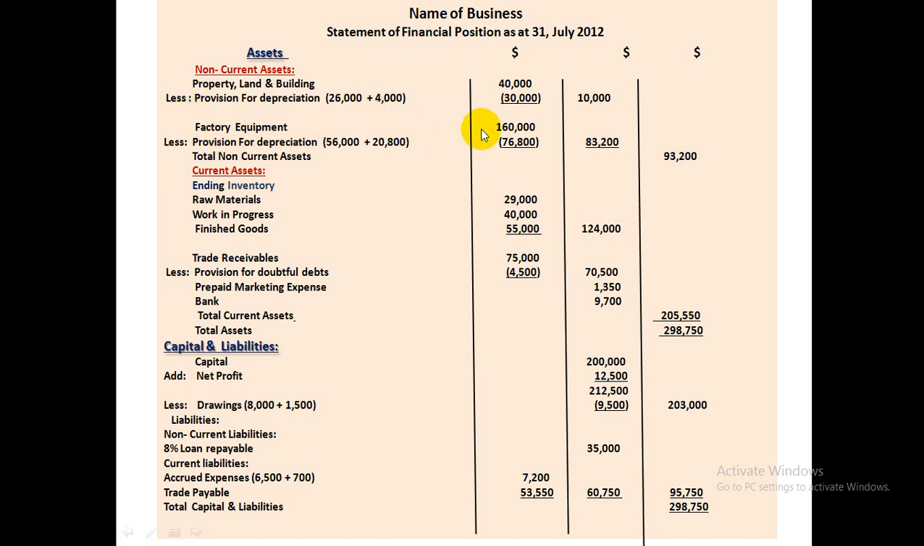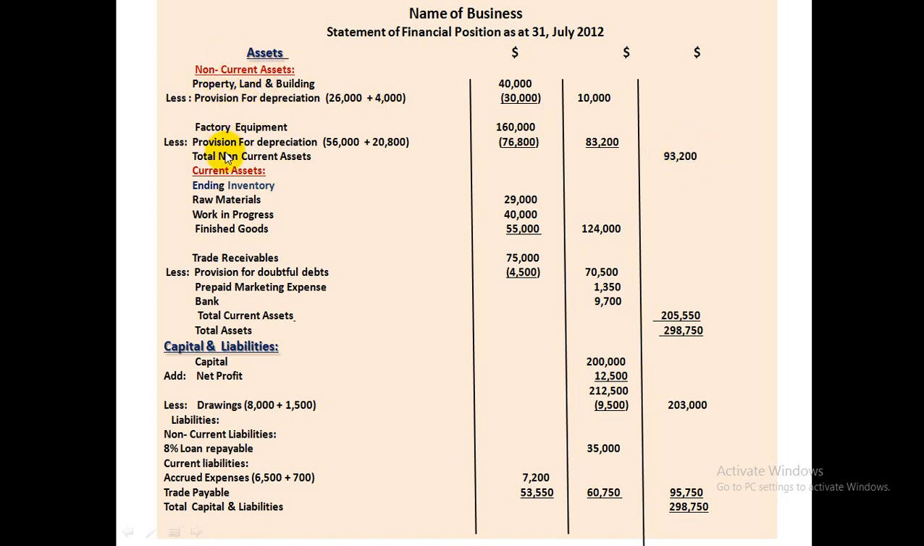Factory equipment cost is, for example, 1,60,000 and provision for depreciation of factory equipment is, for example, 76,800. We'll subtract its provision and we'll write its book value in the middle column. Then if we have more non-current assets, they will be written in the same way. If the provision for depreciation for any non-current asset is not given in the question, then its cost will be written in the middle column. Make a total of non-current assets and write the total non-current assets in the third column.